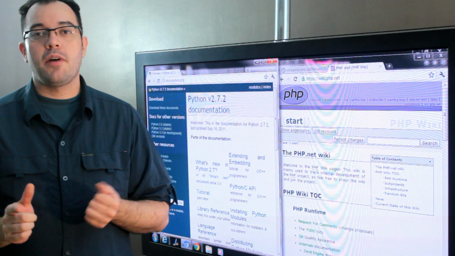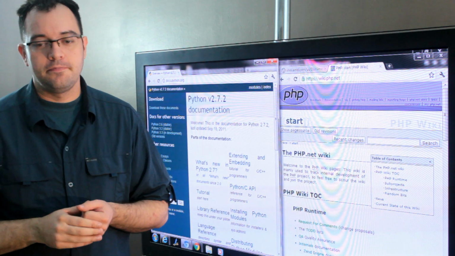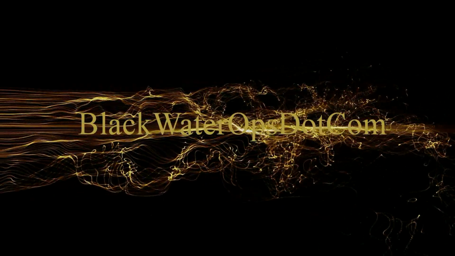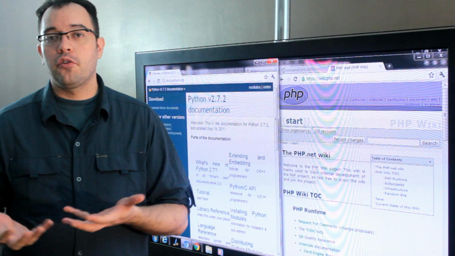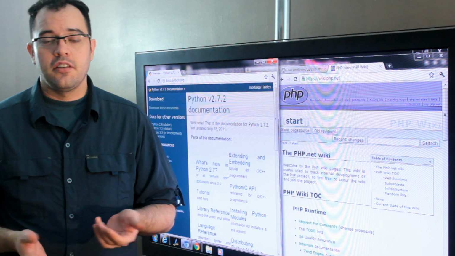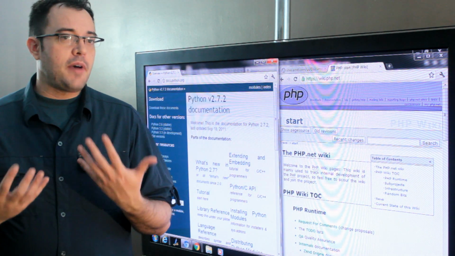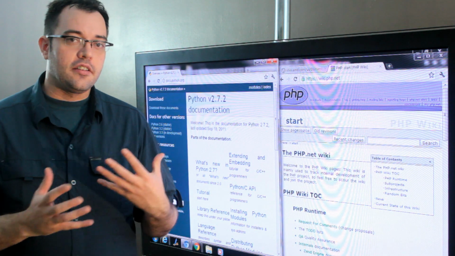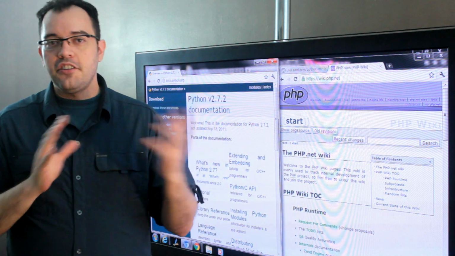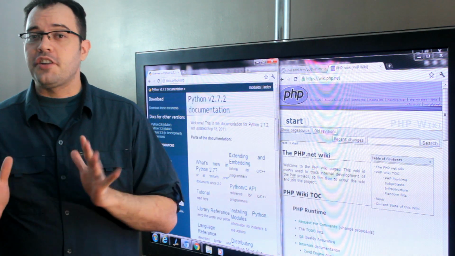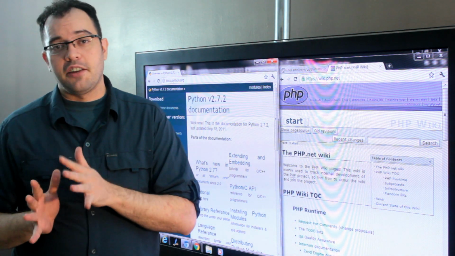PHP versus Python for beginning programmers. A lot of people are asking, what is the right programming language to get started with? And two of the most popular choices on the internet are Python and PHP. There's advantages and disadvantages to each, especially if this is the first programming language that you're going to learn.